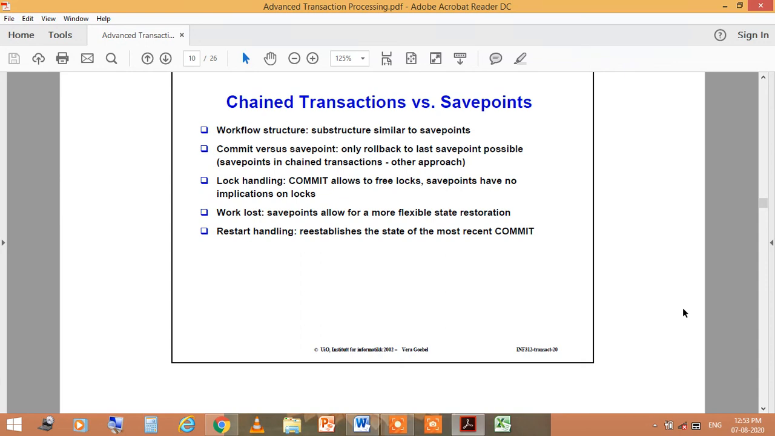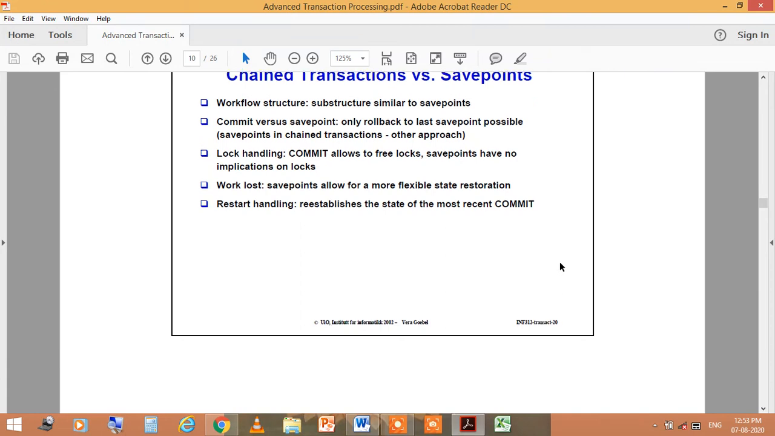The next one is the work lost, meaning savepoints allow for a more flexible state restoration. Then if you are talking about restart handling, in this it reestablishes the state of the most recent commit. So this is basically the difference between chained transactions and savepoints.